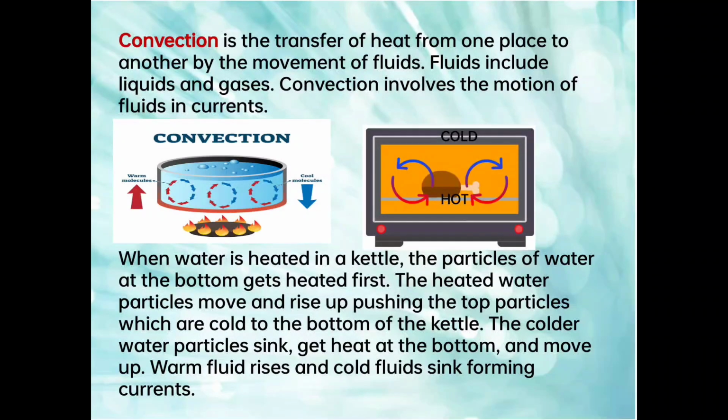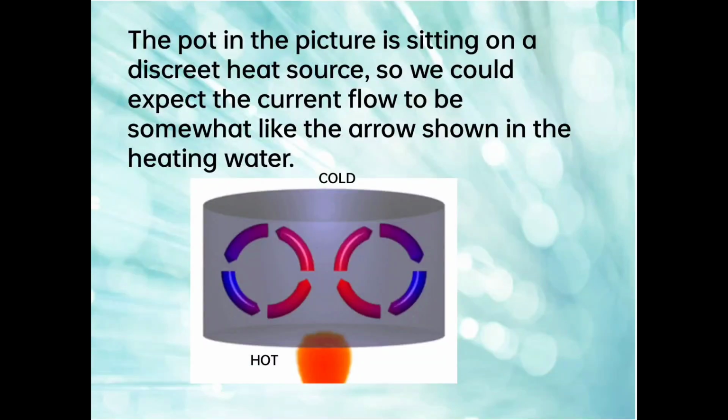When water is heated in a kettle, the particles of water at the bottom get heated first. The heated water particles move and rise up, pushing the top particles, which are cold, to the bottom of the kettle. The colder water particles sink, get heat at the bottom, and move up. Warm fluid rises and cold fluid sinks, forming the currents. The pot in the picture is sitting on a discrete heat source, so we could expect the current flow to be somewhat like the arrow shown in the heating water.